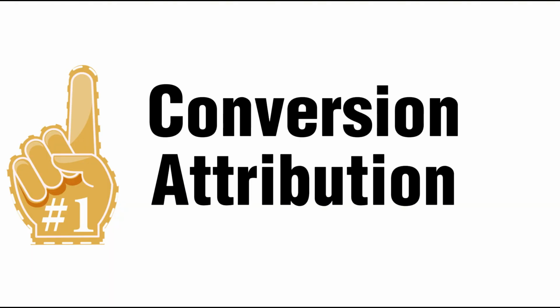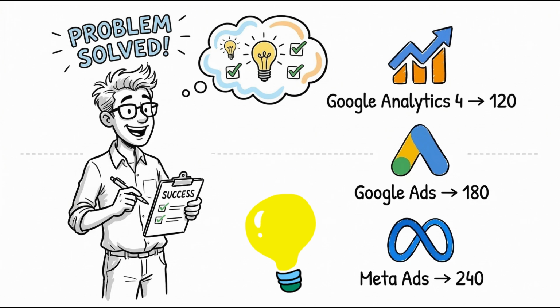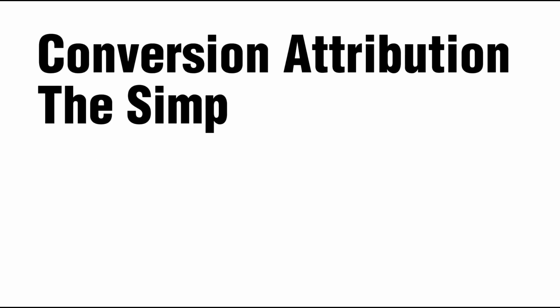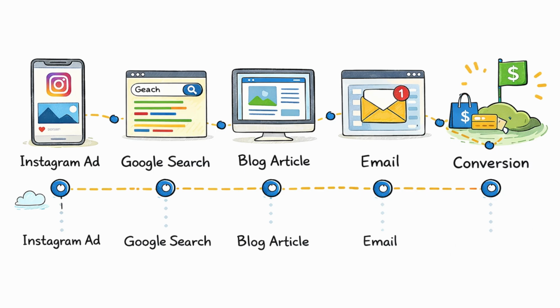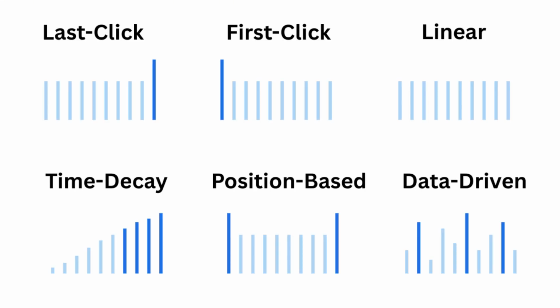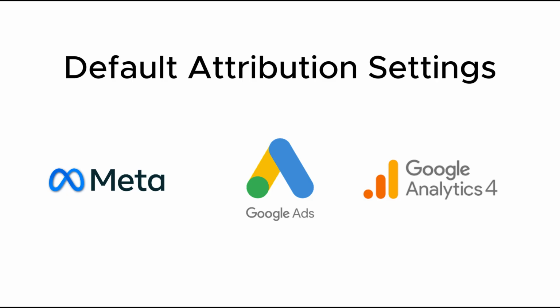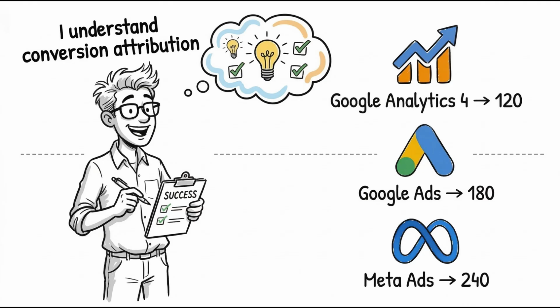The answer comes down to one concept: conversion attribution. And once you understand it, those confusing marketing reports will finally make sense. In this video, I'll explain conversion attribution in the simplest way possible. You'll learn what attribution actually means, what a conversion path looks like, the most common attribution models, and we'll also look at the default attribution settings used by major marketing platforms. Because once you understand this concept, you'll know exactly why different tools often show different conversion numbers.